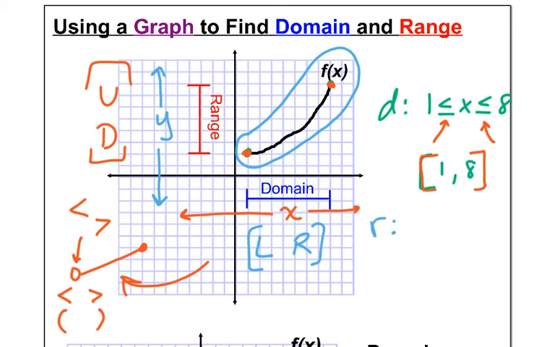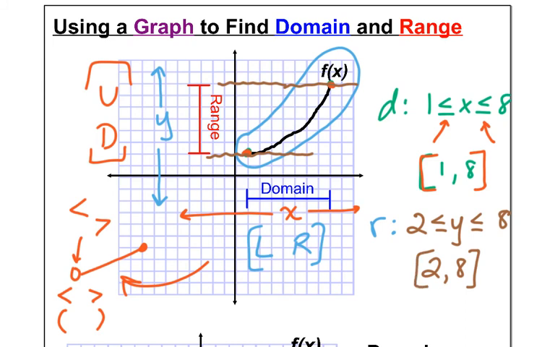How about the range? How far up and down does it go? Well, it looks like the lowest point down here is at y equals 2, and the highest point up here is at y equals 8. So now I can use my inequality. But remember, this is range, so y is less than or equal to 8 and greater than or equal to 2. Or it's between 2 and 8, bracket, bracket, because they're equal at both points.